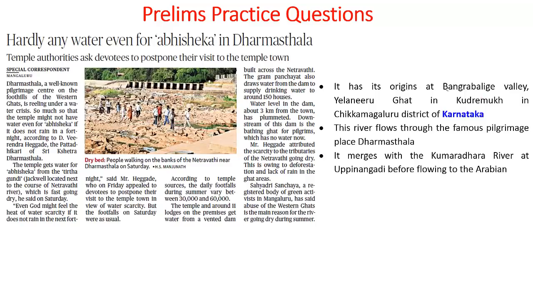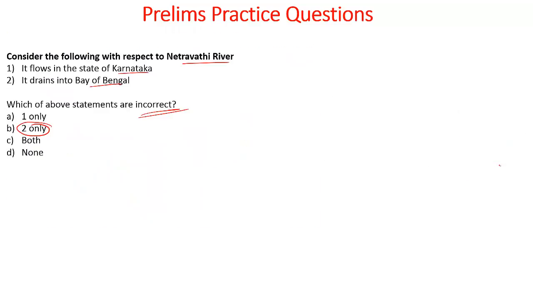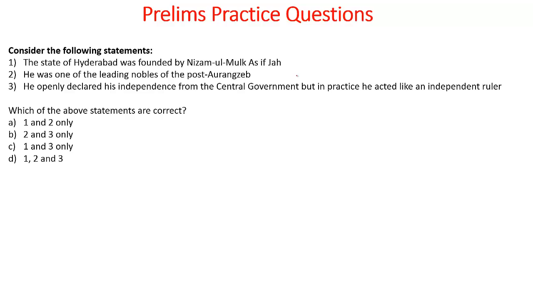This river has its origins at Bangrabalige Valley, Yelanuru Ghat in Kudremukh in Chikmagalur district of Karnataka. The river flows through the famous pilgrimage place of Dharmasthala. It merges with Kumaradhara River at Uppinangadi before flowing to the Arabian Sea. So the incorrect statement here is that it drains into Bay of Bengal. Why? Because it does not drain into Bay of Bengal, but instead into the Arabian Sea. Let's look into the next question.